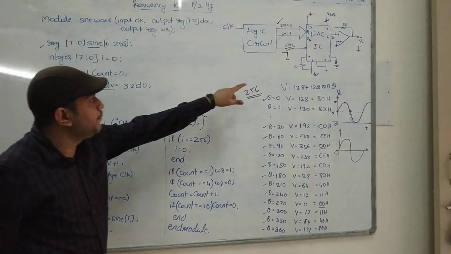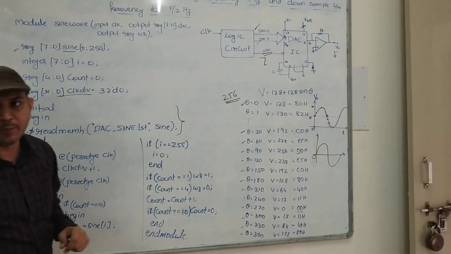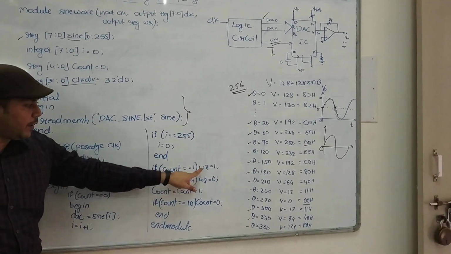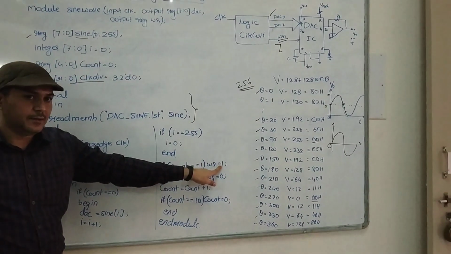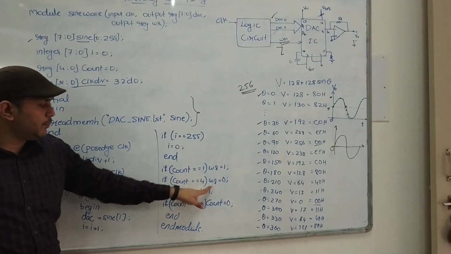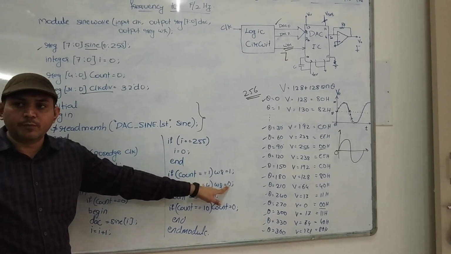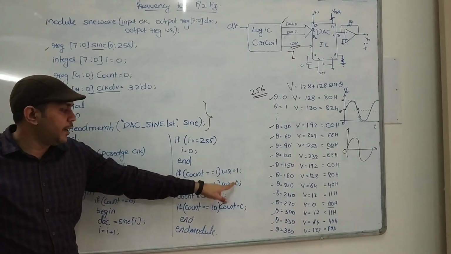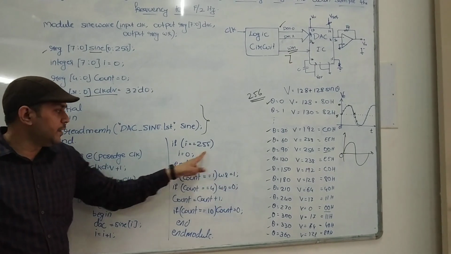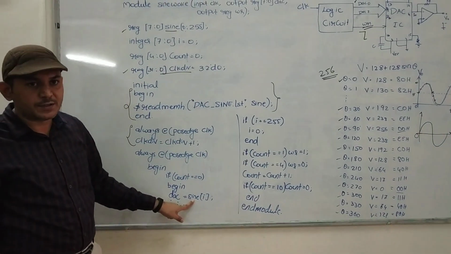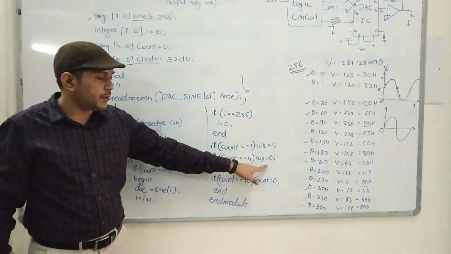Now we have to make a high to low transition on the WR pin. How is it done? Here, if count equal to 1, the WR pin is made high. After 4 counts, I will make it 0. So I first made it high, then after 4 clock pulses, I made it 0. So I have made a high to low transition. For every sine of i value transmitted, I will make a high to low transition.